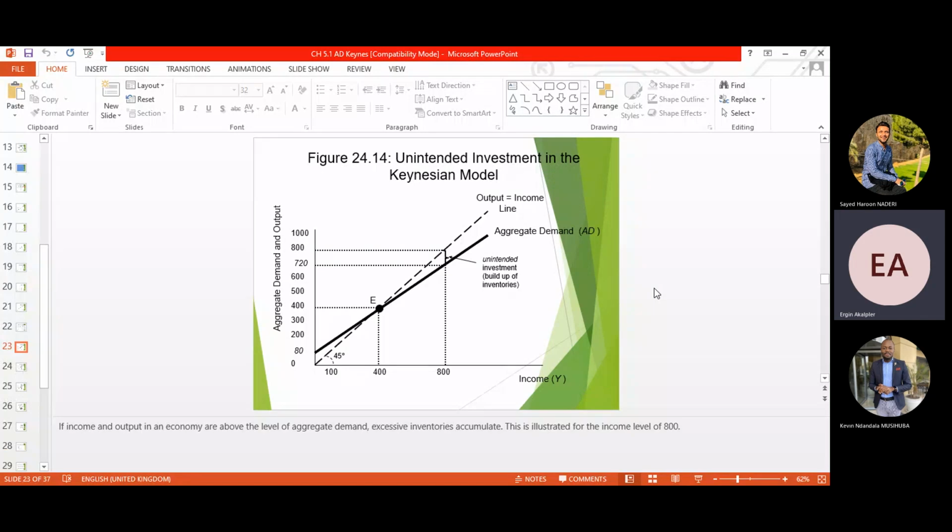Unintended investment in the Keynesian model is represented here. As you are observing, again, we have the output in income line, so-called aggregate expenditure, and the output becomes equal at 400. The income is equalized with the aggregate demand. And as you see, when 800 is reached, we have some problem because the investment is reduced, let's say by 80 units, and does not catch up to the similar level as it is at 400.